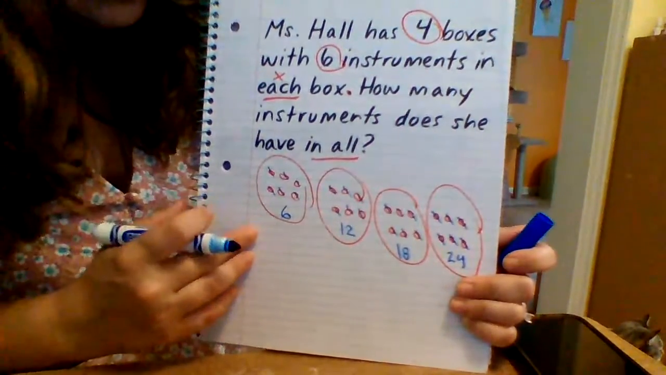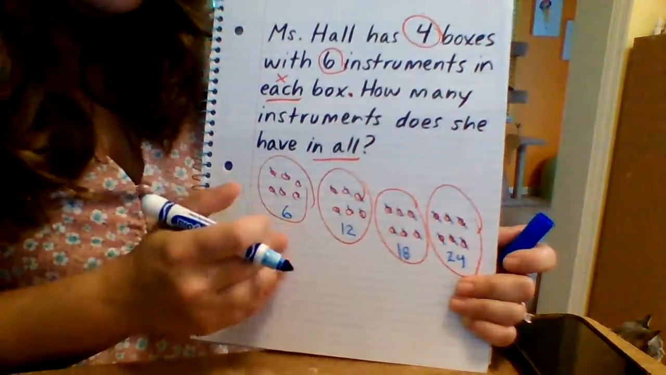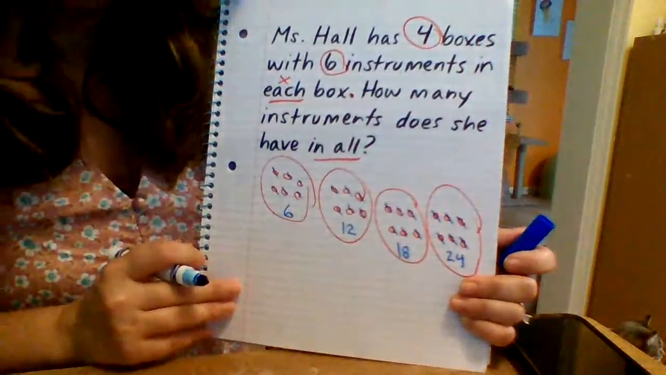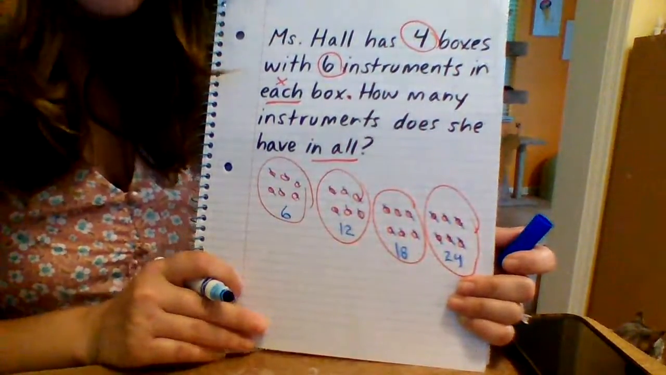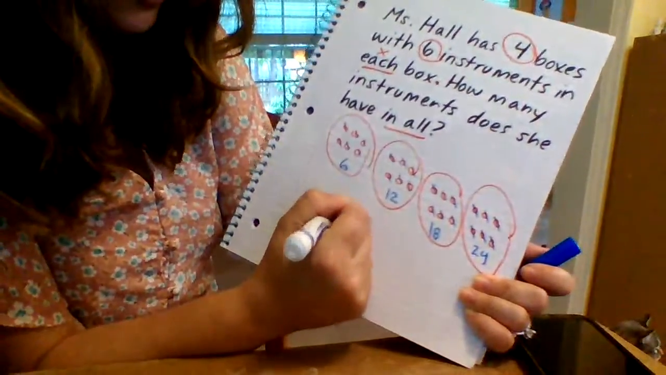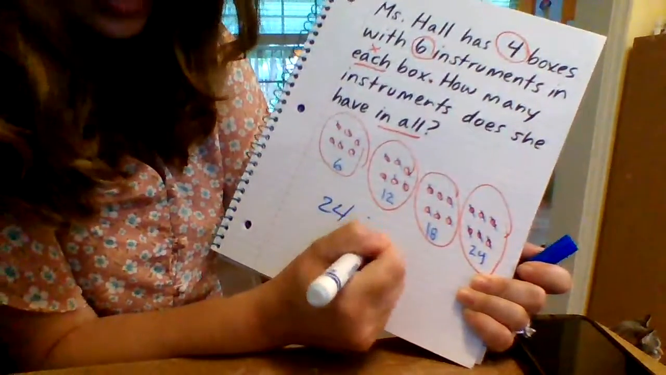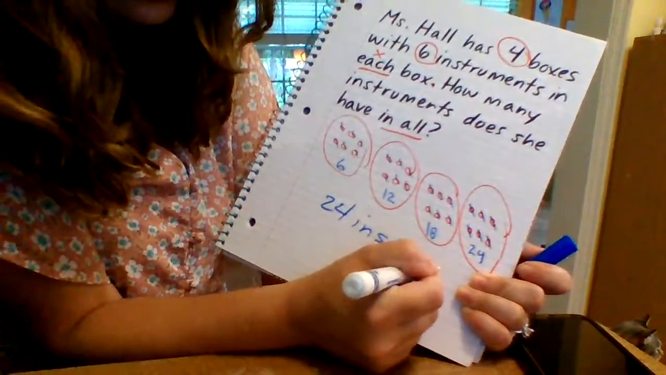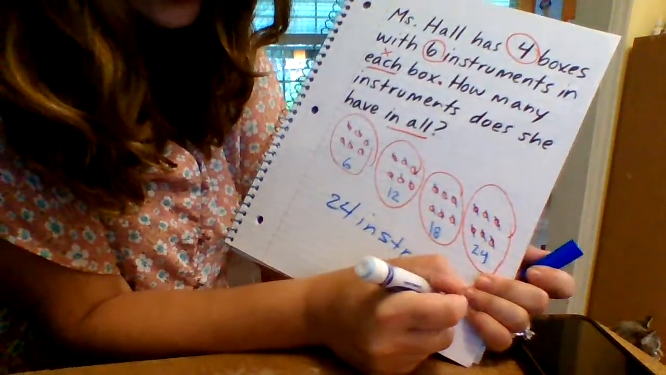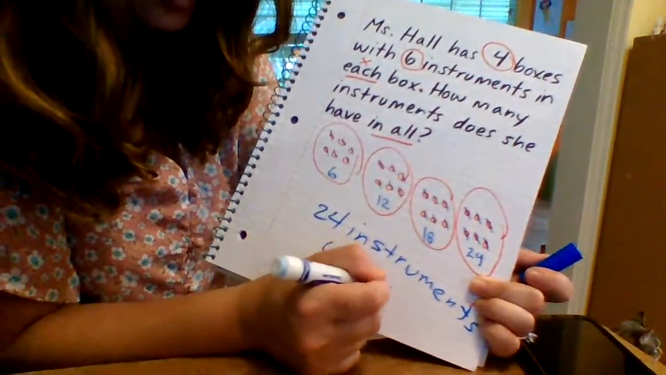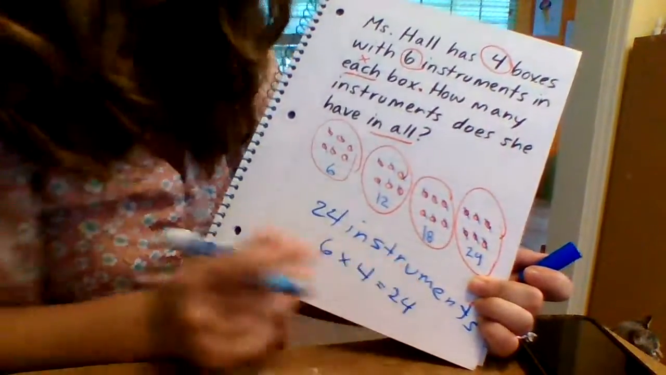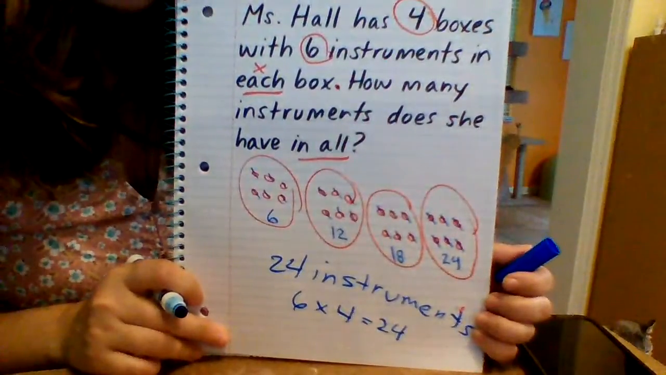If you notice, this is also skip counting by sixes: 6, 12, 18, 24. This is a great way to practice skip counting while you draw equal groups. So how many instruments does she have in all? She has 24 instruments in all. And we just solved this multiplication problem: 6 times 4 equals 24, right? Sorry for my ugly handwriting.